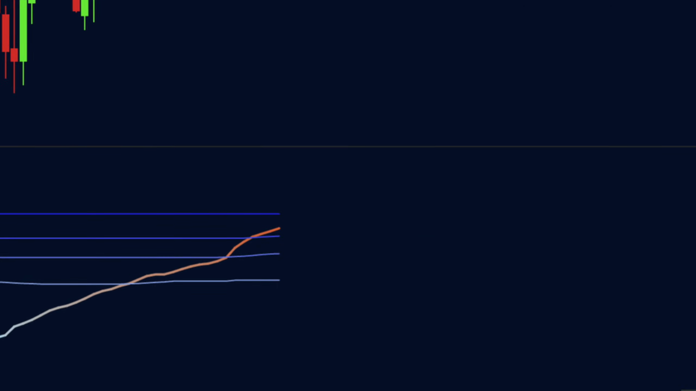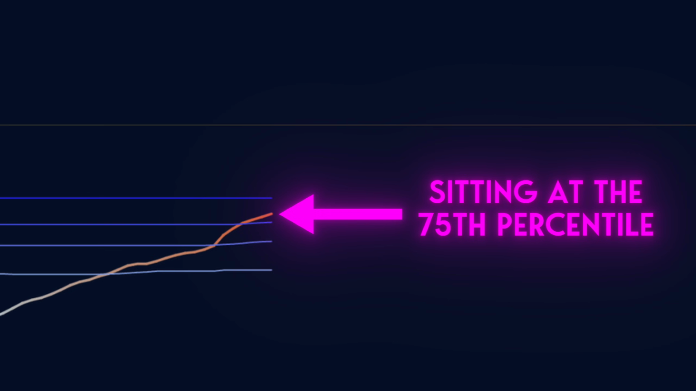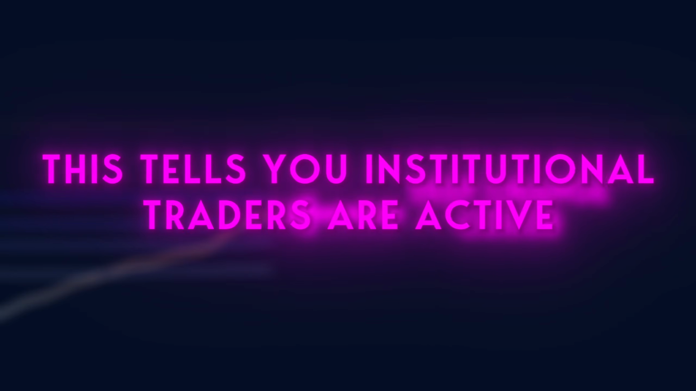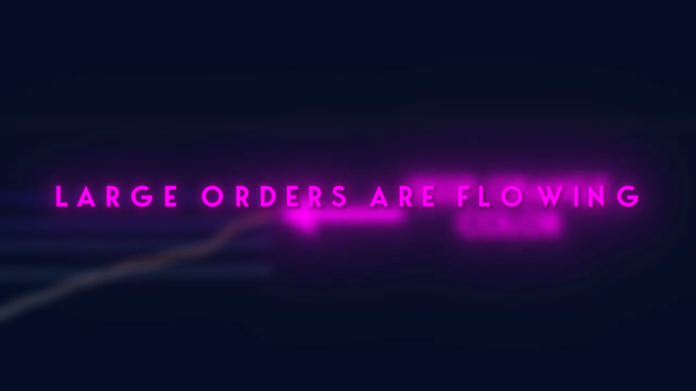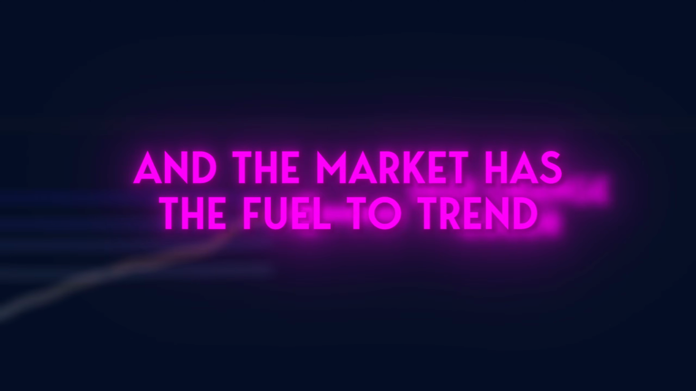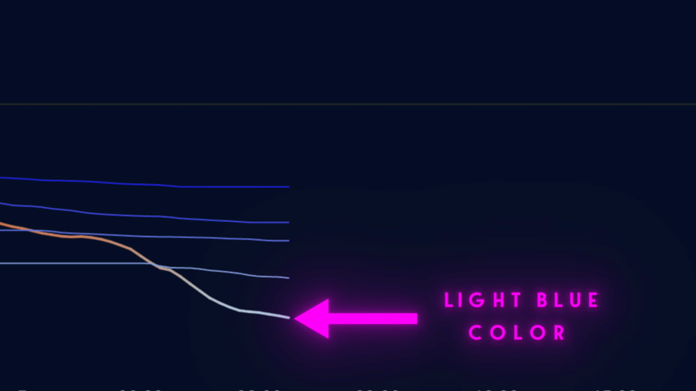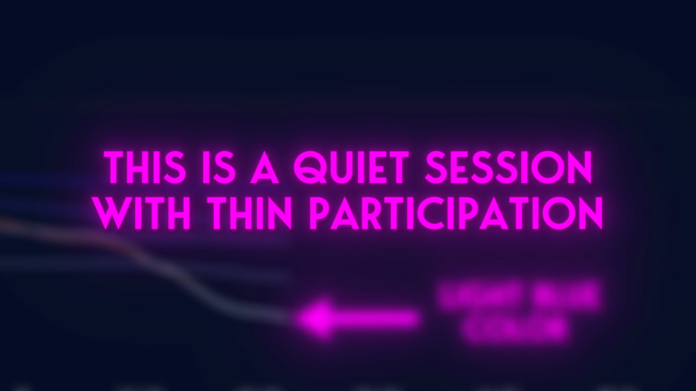Look at this example here. The activity index is sitting at the 75th percentile, deep orange color. This tells you institutional traders are active, large orders are flowing, and the market has the fuel to trend. In contrast, here is an activity below the 20th percentile, light blue color. This is a quiet session with thin participation.